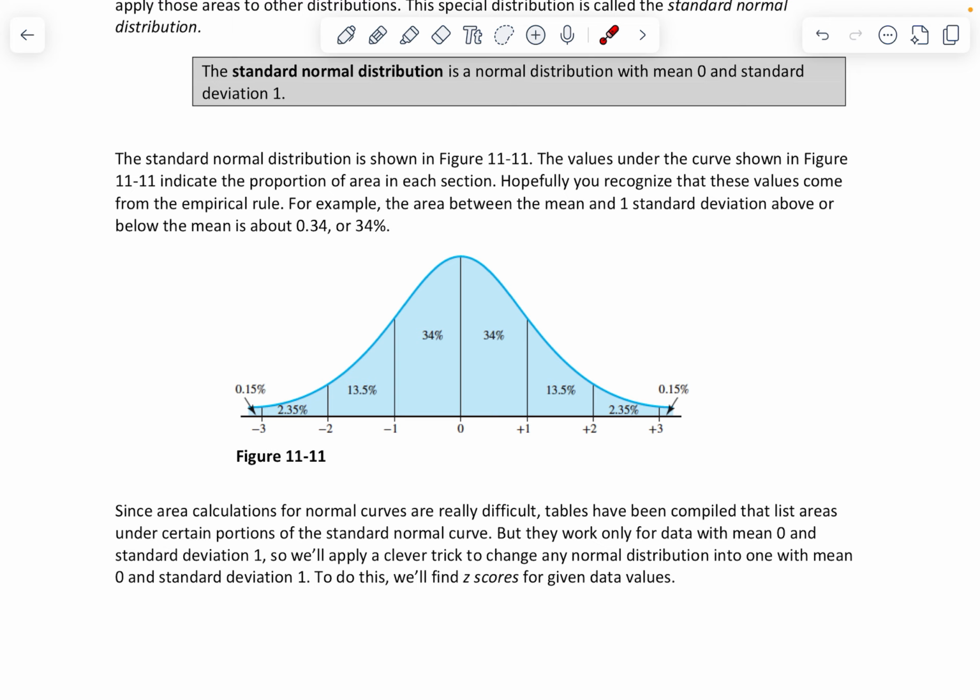Since area calculations for normal curves are really difficult, tables have been compiled that list areas under certain portions of the standard normal curve. But they work only for data with a mean of 0 and a standard deviation of 1, the standard normal distribution. So we will apply a clever trick to change any normal distribution into one with a mean of 0 and a standard deviation of 1. To do this, we will find the z-scores for given data values.